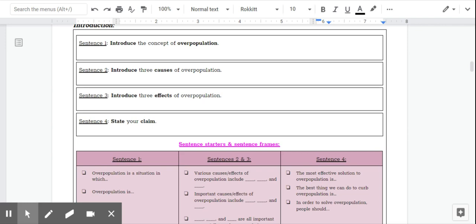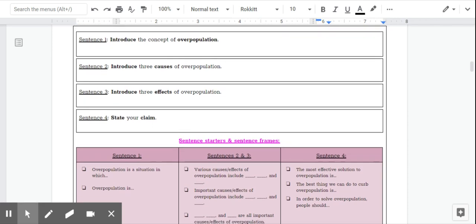Sentence 2, introduce 3 causes of overpopulation. So here, don't get into details, just say what they are. So for example, if you wanted to use a sentence frame, various causes of overpopulation include blank, blank, and blank. Sentence 3, you're going to introduce the 3 effects of overpopulation that you wish to talk about. And then for sentence 4, here you're going to state your claim. And again, there are sentence starters for you. For example, the most effective solution to overpopulation is, the best thing we can do to curb overpopulation is, in order to solve overpopulation, people should.